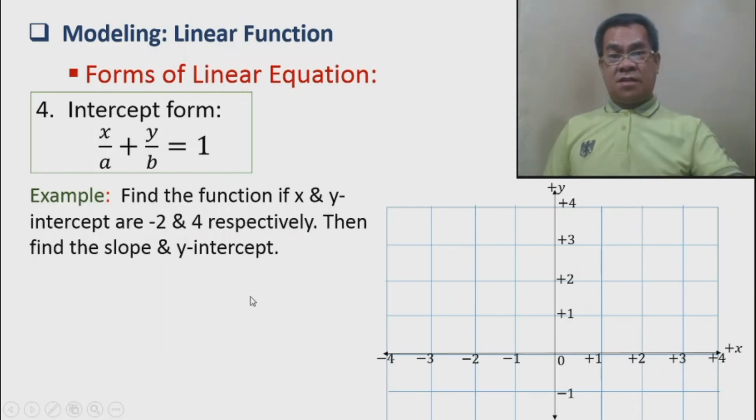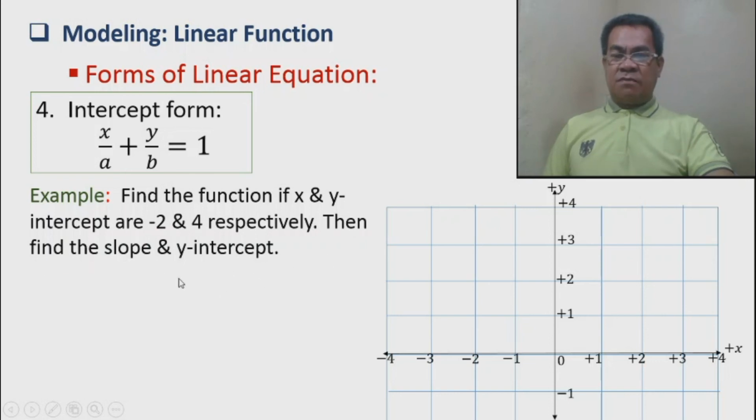Oh, no, not yet. We still have an example. So suppose the x and y intercepts are given. So the x-intercept is negative 2 and the y-intercept is 4, respectively. This is a and this is b.